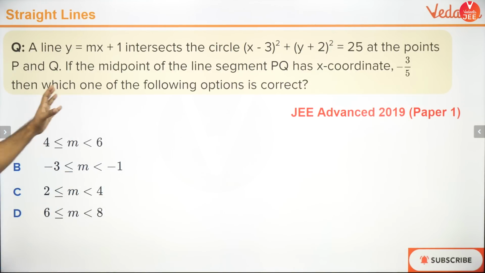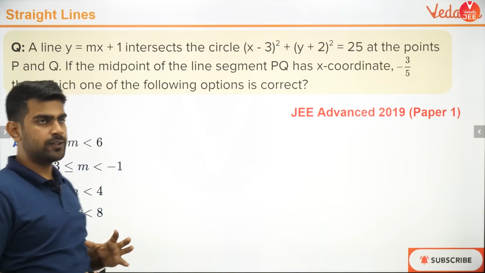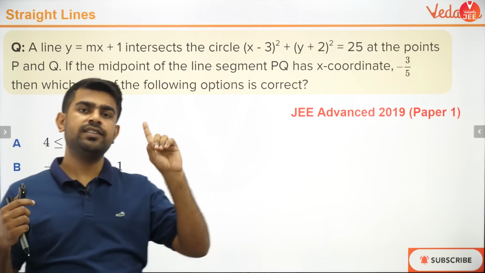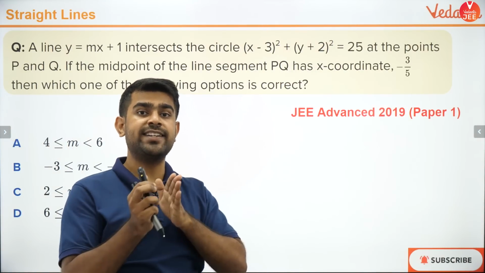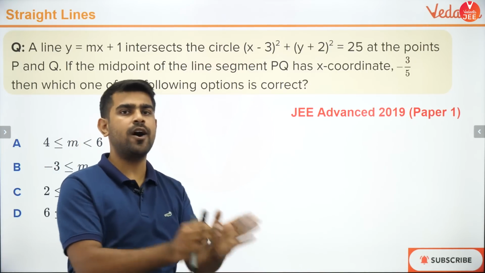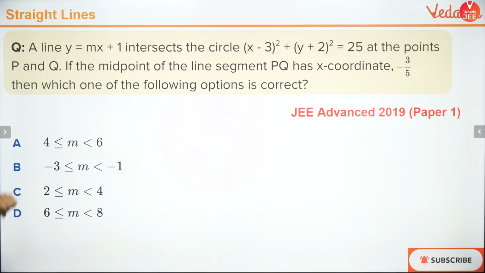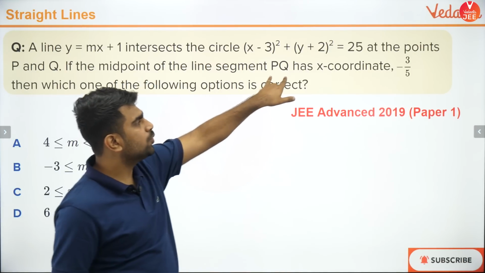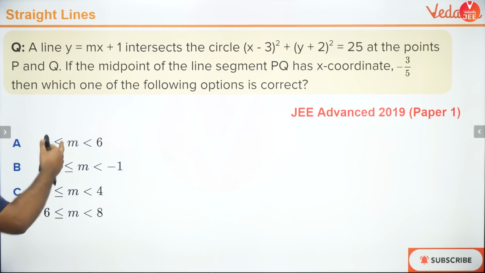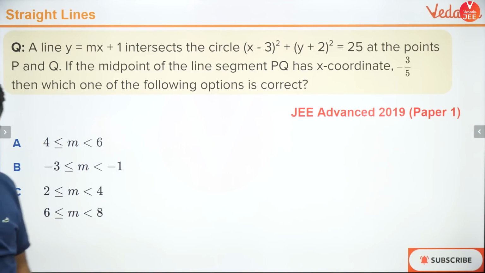So we have a line intersecting a circle. When a line intersects a circle, it's of course at 2 points. If it meets only at 1 point, you say touching. And if it never meets, it's neither a secant nor a tangent. But here they are talking about intersecting at 2 points, so this line is called a secant to the circle. Now the midpoint of PQ has x coordinate minus 3 by 5. Then, which of the following options is correct? That is what they're asking.